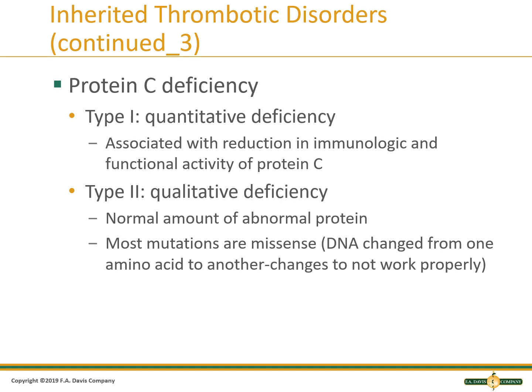Protein C deficiency is an inherited thrombotic disorder. We have type 1, which is a quantitative deficiency. It's associated with the reduction in immunologic and functional activity of the protein C. Type 2 is a qualitative deficiency where you have a normal amount of abnormal protein, and most mutations are missense.